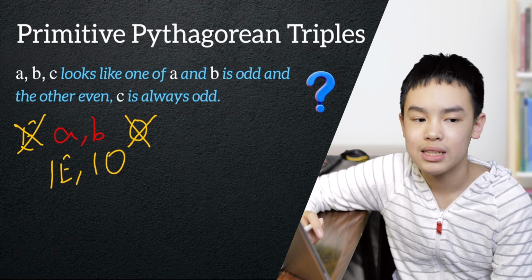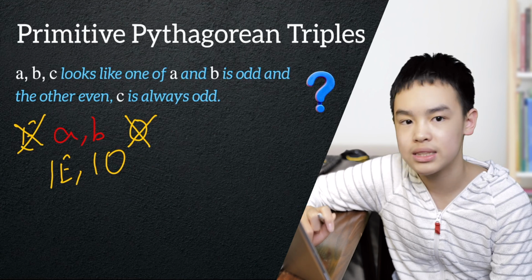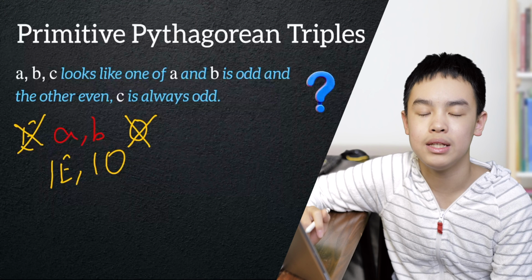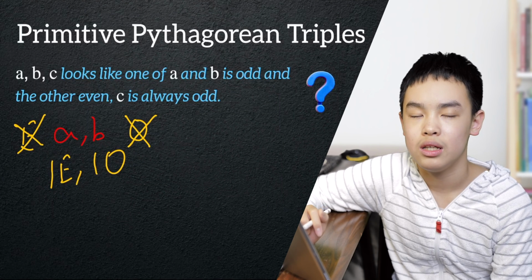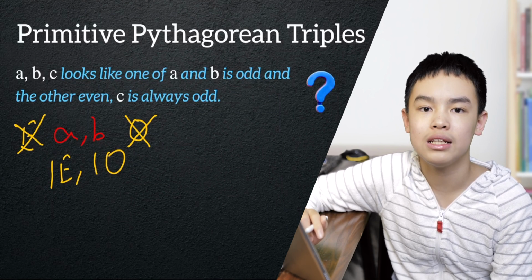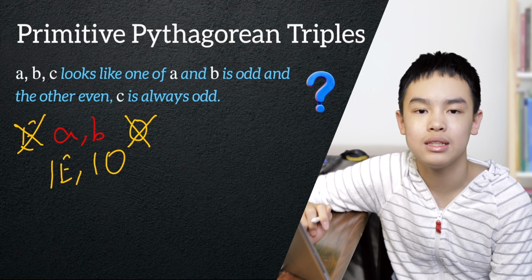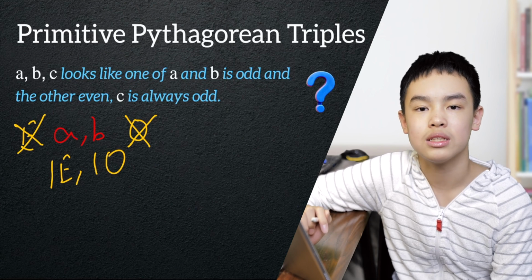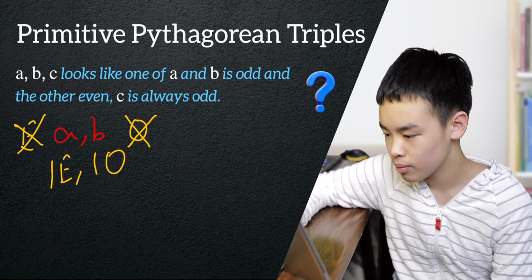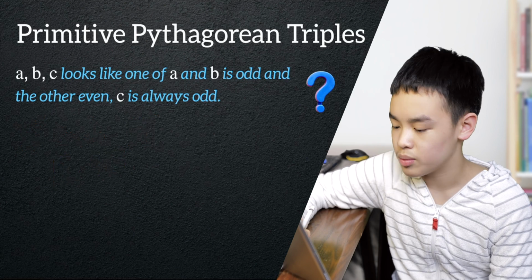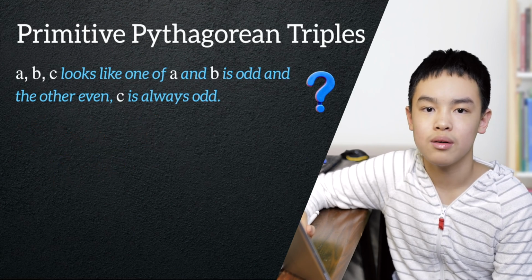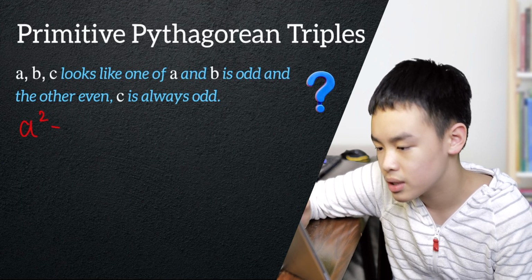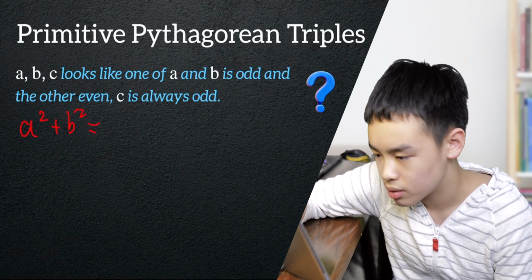After we prove this, it is increasingly easy to prove that c is always odd, because let's say a is the odd number, b is the even number, and we'll see that a squared is odd, b squared is even. An odd number plus an even number is odd, so c is always odd. After we prove this, we're going to do some magic, and a squared plus b squared equals c squared.